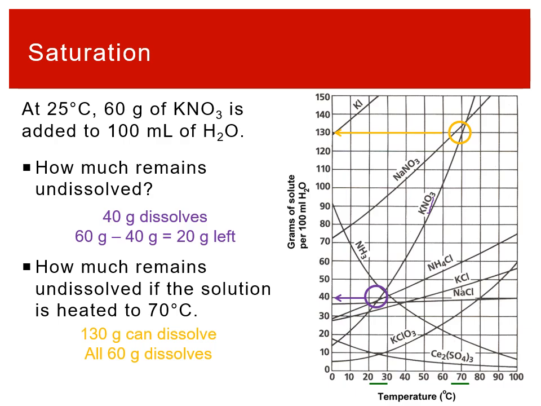So at 70 degrees Celsius, 60 grams of potassium nitrate would give me an unsaturated solution. All of it dissolves and more can go in. I don't have to put in more, but I could. I can add more and it will dissolve. I won't get leftover solid until I hit 130 grams of potassium nitrate added in.